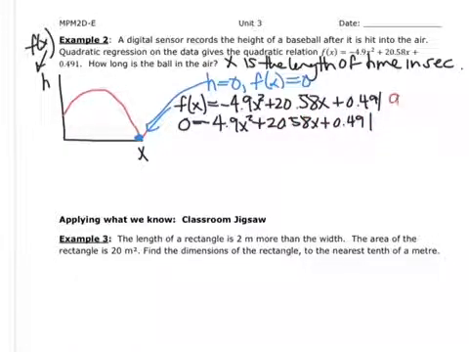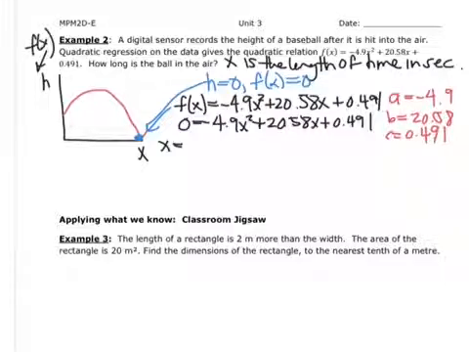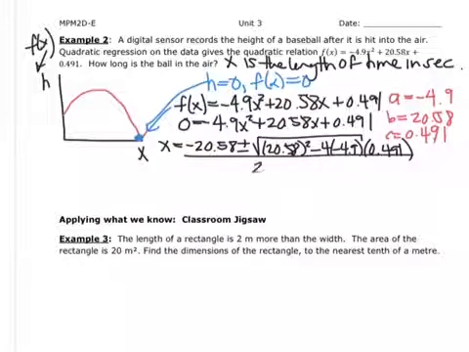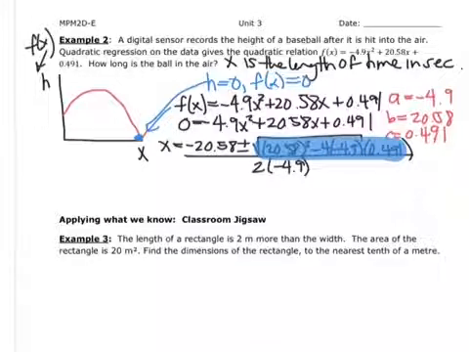So on the side, I'm going to write our a is equal to negative 4.9, our b is equal to 20.58, and our c is equal to 0.491. Plug it into our equation. So we've got x is equal to negative b, so negative 20.58 plus or minus the square root of b squared, which is 20.58 all squared, minus 4 times a, which is negative 4.9, times c, which is 0.491, all divided by 2 times a, which is negative 4.9. Again, I'm going to first put everything under the square root into my calculator.